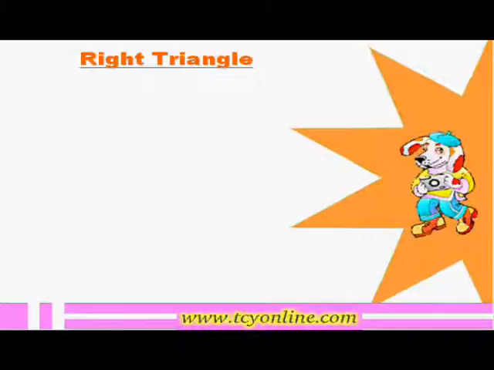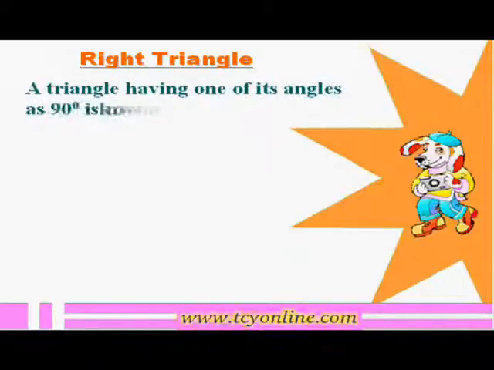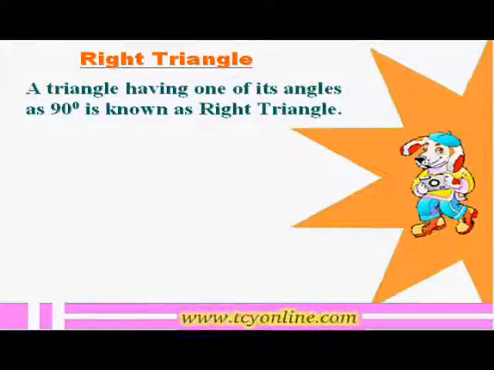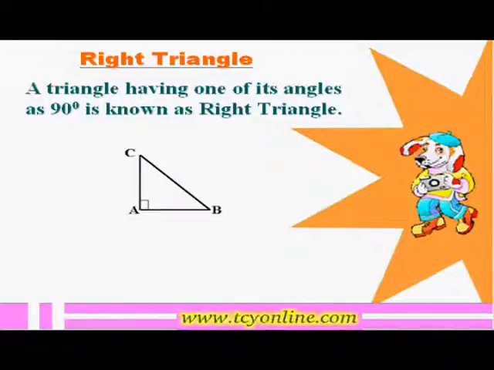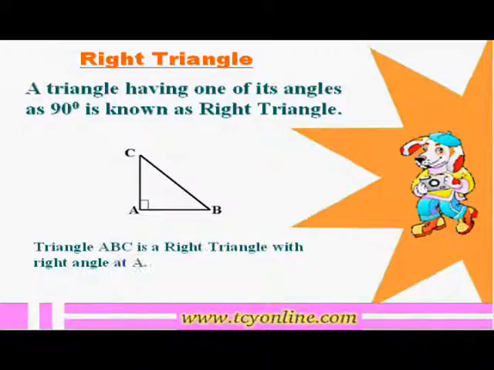The Pythagorean theorem basically deals with right triangles. A right triangle can be defined as a triangle, one of whose angles is equal to 90 degrees. For example, in the geometric figure, triangle ABC is a right triangle with right angle at A.